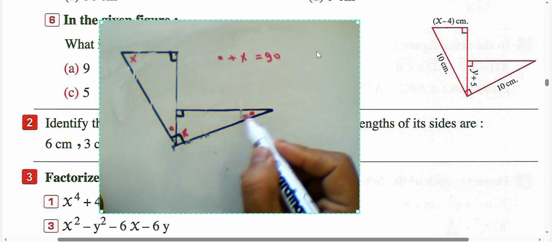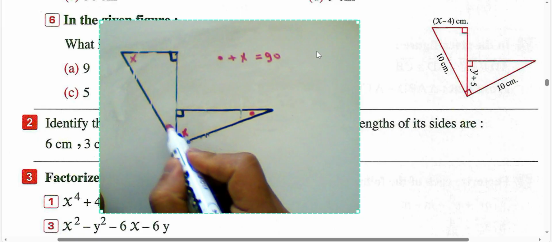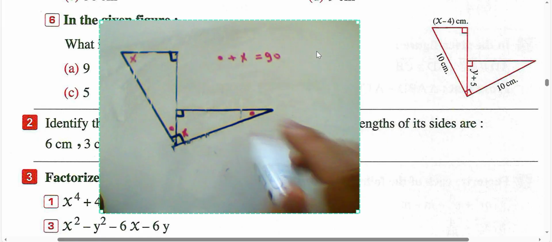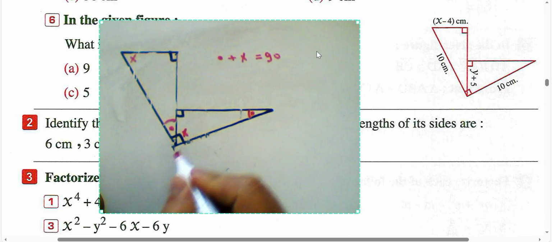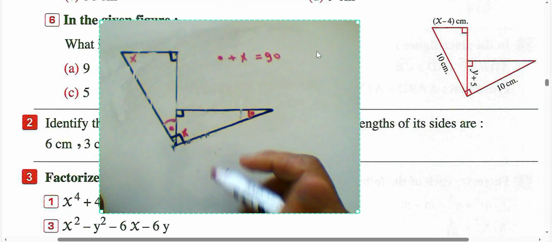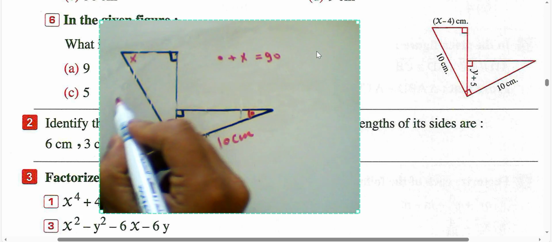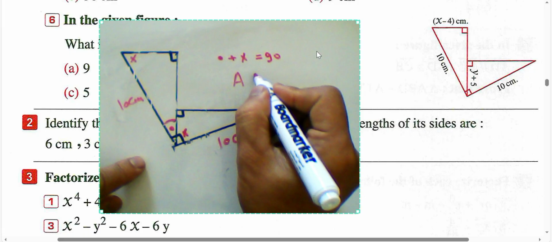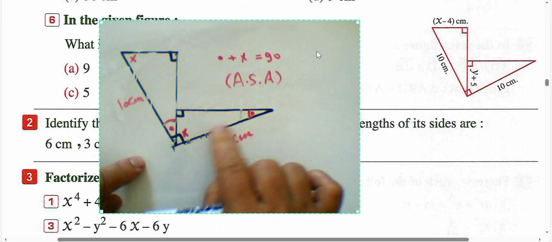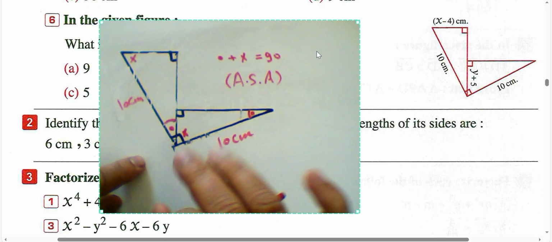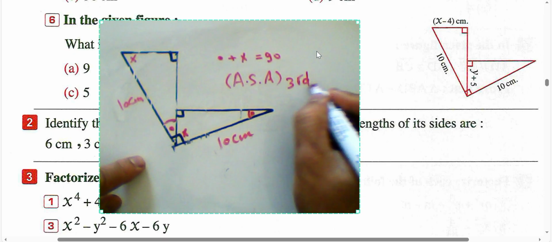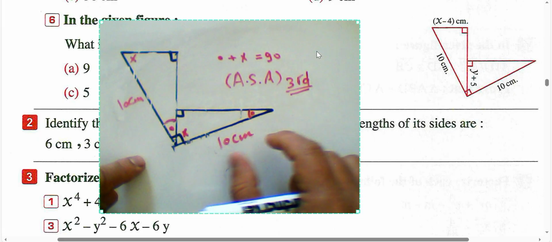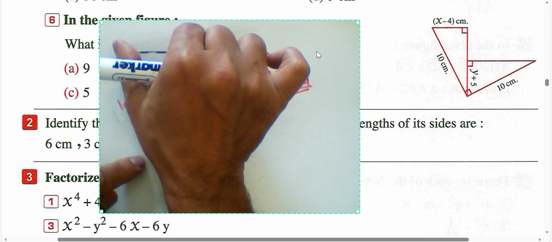Then in this triangle, X plus what equals 90? X plus the point. And X plus what equals 90? X plus the point. So the two triangles here will be congruent. This angle is equal to this angle, and X equals X. And this hypotenuse is 10 centimeters and this hypotenuse is 10 centimeters, equal. So we have angle, side, angle. It's the third condition of congruence. So the two triangles here will be congruent. Understood? Then this line segment will be equal to this line segment.